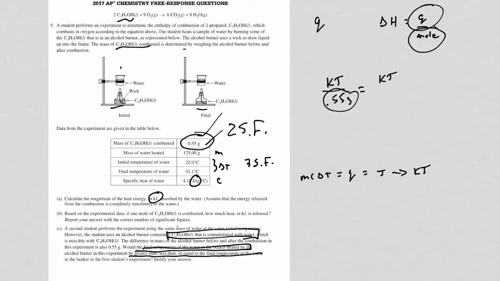Which one is it? Because if you burnt less of it, then less energy is released. If you burnt more of it, then more energy is released. You follow? And that's going to affect how much the temperature goes up by. More energy is released, temperature goes up more. Less energy released, temperature goes up less.